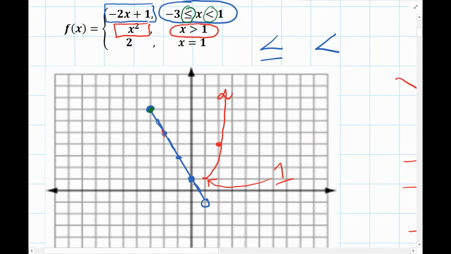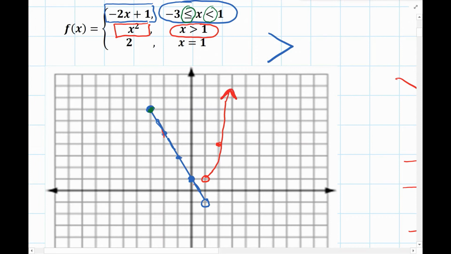Okay, so at 1, should it be an open or closed dot? Open or closed dot at 1. Based on this inequality, because it is a strict inequality with no bar underneath it, it should be an open circle right there at 1. So in place of the closed dot that was there, I'm going to put an open dot. So this is the part of the function that is greater than 1.